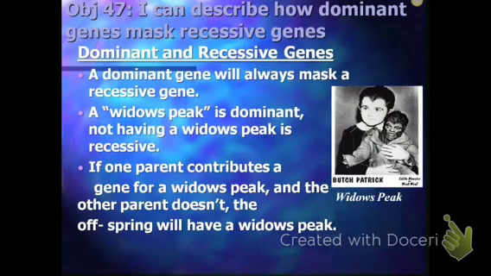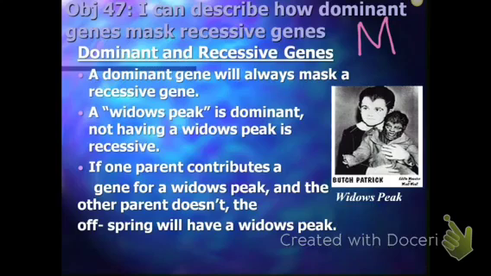Objective 47, I can describe how dominant genes mask recessive genes. So, dominant and recessive genes. A dominant gene will always mask a recessive gene. A widow's peak is dominant. Not having a widow's peak is recessive. If one parent contributes a gene for widow's peak and the other parent doesn't, the offspring will have a widow's peak. Basically what they're saying.